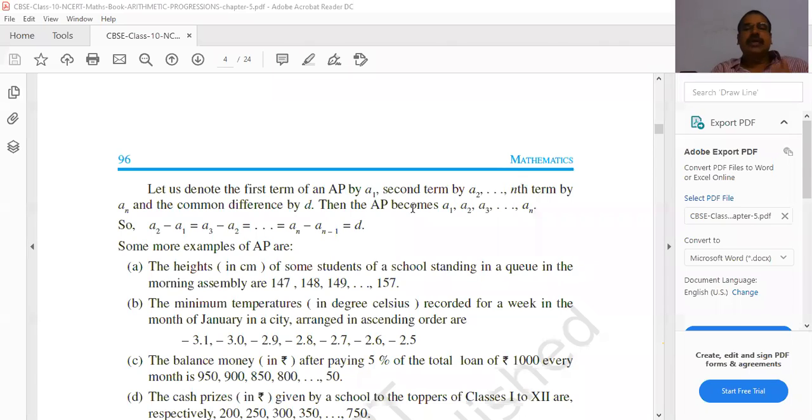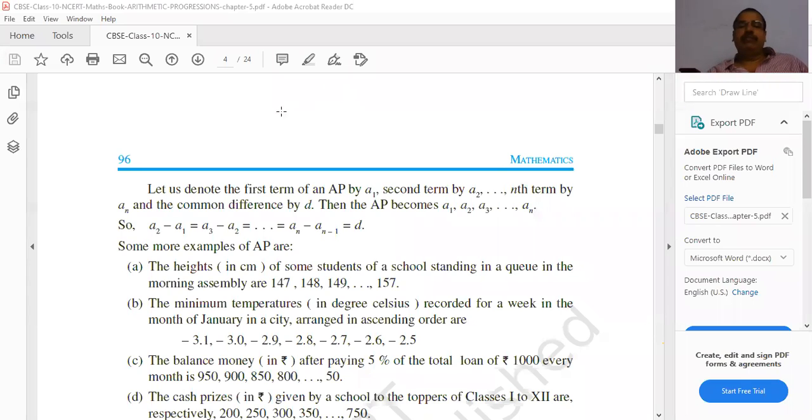Finite means we know the last term. Infinite means we don't know the last term. These are the two cases: finite series and infinite series. If you know the last term, then the series is finite. If you don't know the last term, it is an infinite series.